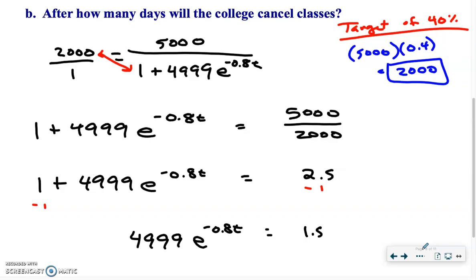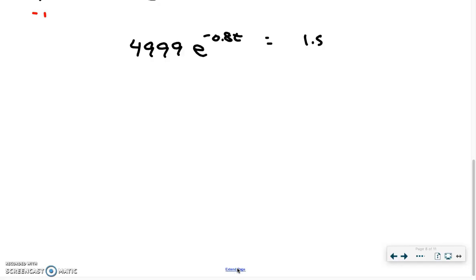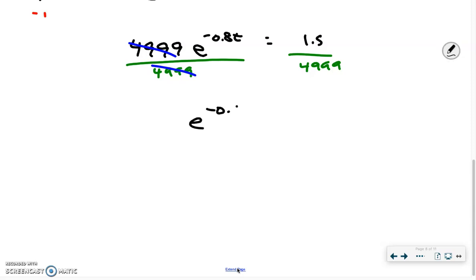Okay, getting closer. We still do not have our exponential isolated. Like I said, we are getting closer though. We have to eliminate that coefficient of 4,999. And we've done it on the left. So what we have remaining, e to the negative 0.8t is equal to, now I know that 1.5 over 4,999 is going to give us a nasty decimal. So for that reason, I'm just going to leave it as 1.5 over 4,999.